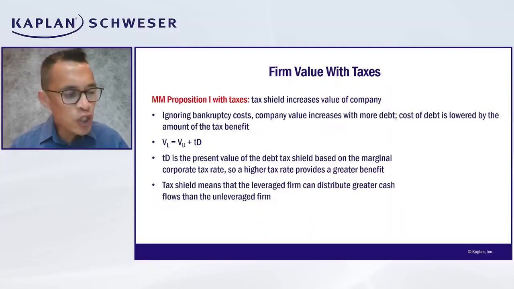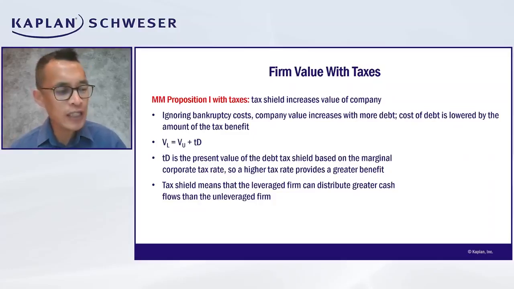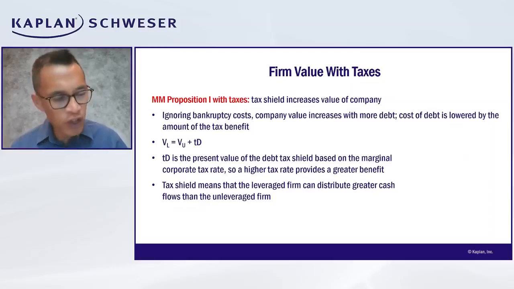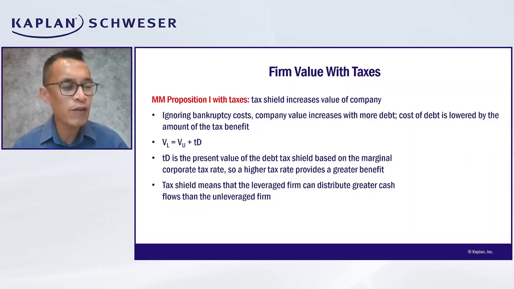Moving on to something a little less theoretical and more realistic. Now we're going to consider taxes, and we see that once we consider the impact of taxes, the cost of debt is lowered, and on the basis of the tax shield, it will increase the value of the firm. As we showed you earlier, the greater the tax rate, the greater the tax shield, and therefore the greater the value of the firm.